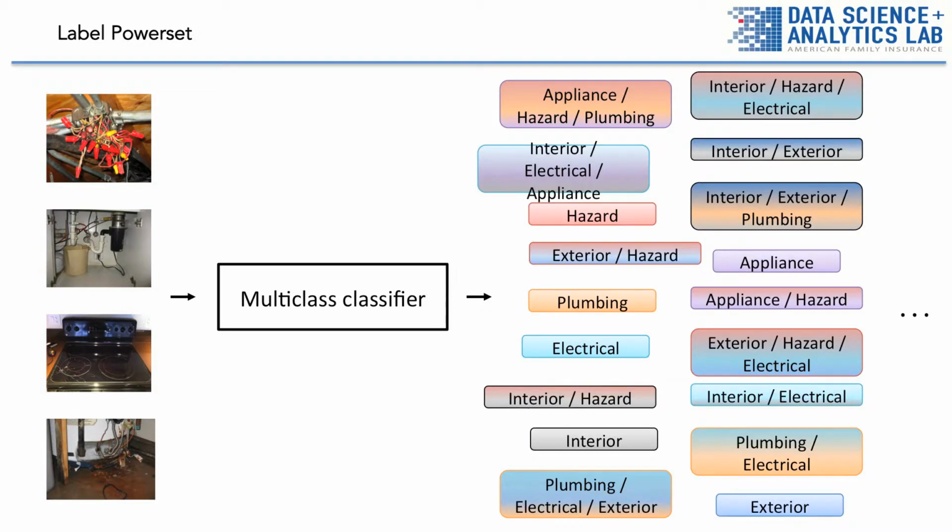So this is kind of a brute force extreme approach. Obviously, there are some problems with it. For example, the lack of information sharing between labels, or between classes, that would seem to be related, like interior hazard and interior hazard electrical, and also sparse data issues, where the support for each of these classes is likely to be very small, or at least some of these classes are likely to have very low support in your training data.